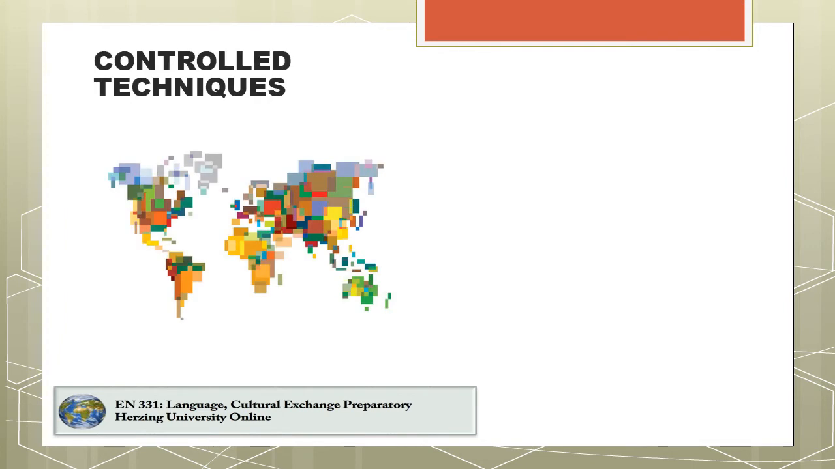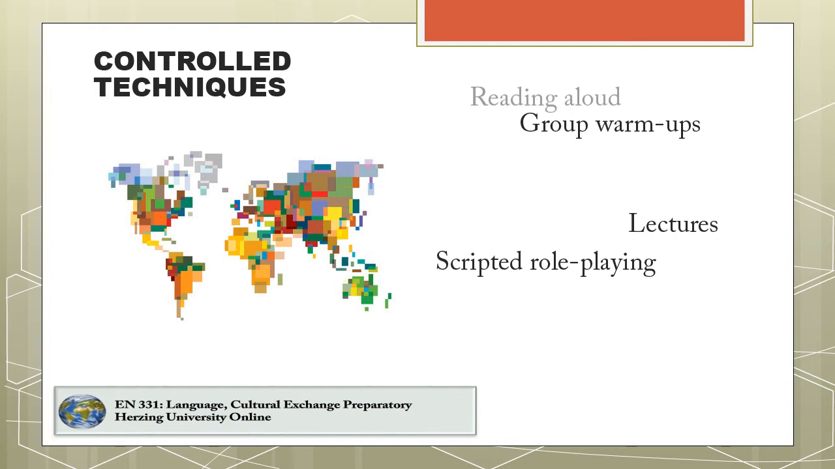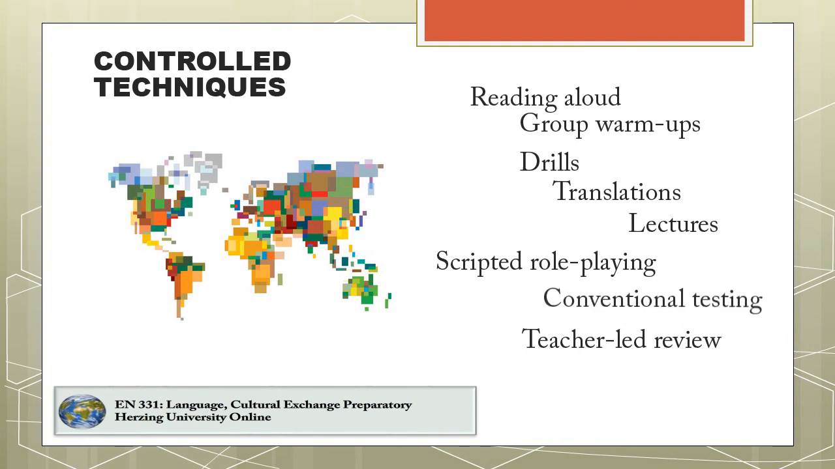Examples of controlled techniques include group warm-ups, scripted role-playing, lectures, reading aloud, drills, translations, teacher-led review, and conventional testing. These are things that are found in a standard classroom, and they're generally successful. It's not that you don't want to use these types of exercises, it's just that you want to think of them as tools in a wider toolbox.